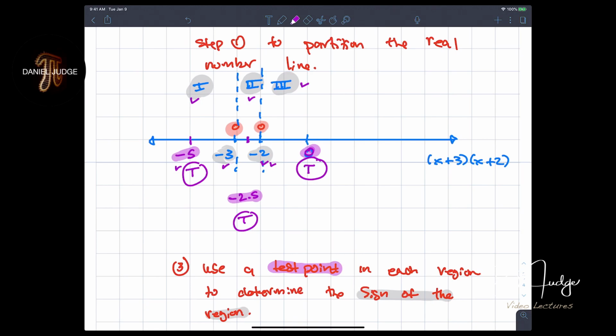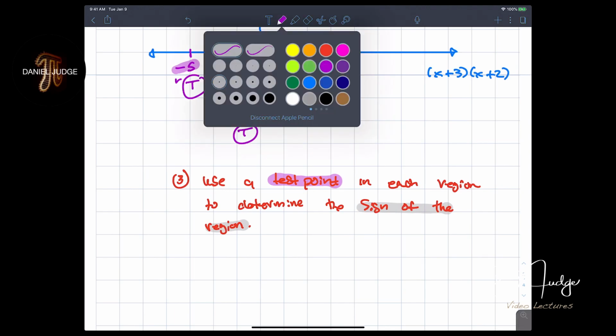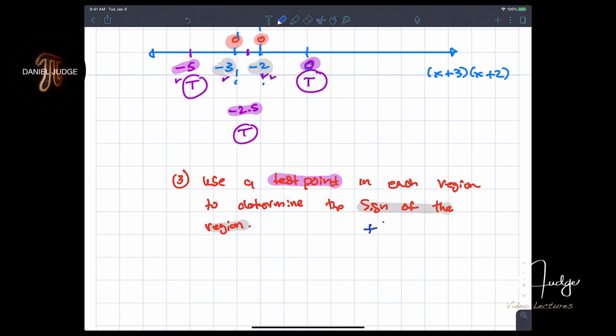And you might say, what do you mean by sign? We mean positive or negative, ladies and gentlemen. Positive or negative. That's what they want. A positive sign or a negative sign. We have to know, is region 1 positive or is it negative? Is region 2 positive or is region 2 negative? So we're going to try to find the signs of the regions.